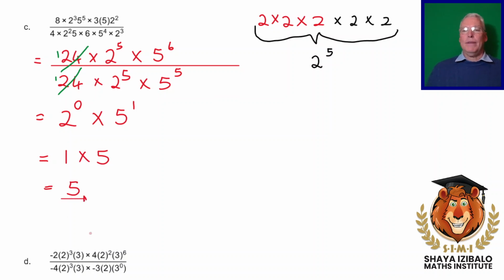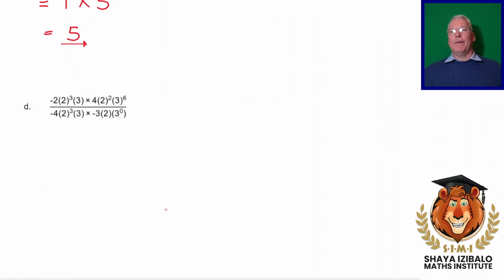Okay. Right, let's try this next one. The next one's very similar, although it does involve some integers as well. In this next one, we've got negative 2 times 4. That's negative 8. We've got 2 to the 3 times 2 to the 2. That's 2 to the 5. We've got 3 times 3 to the 6. That's 3 to the 7.